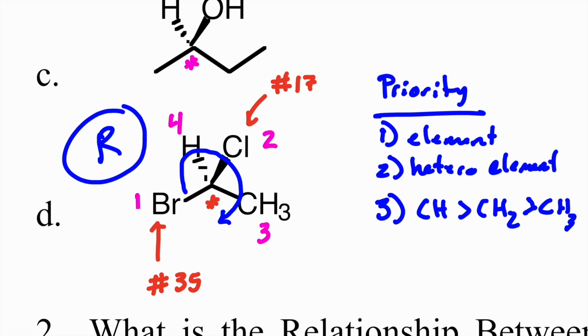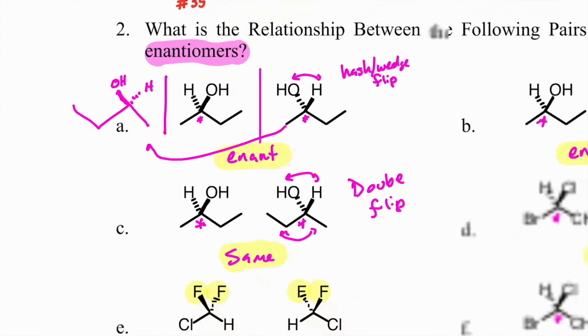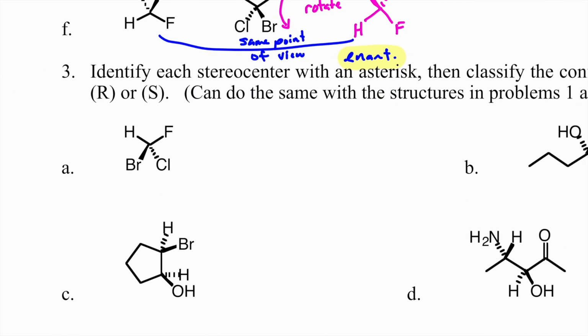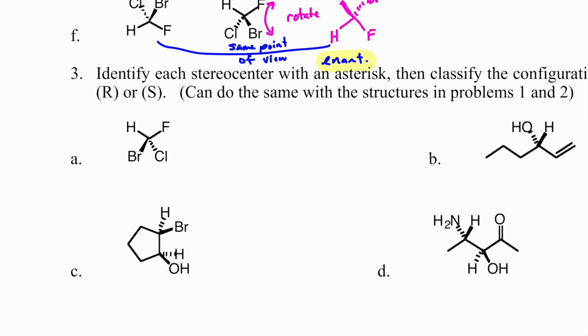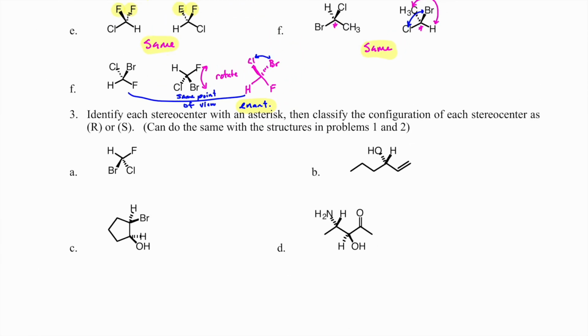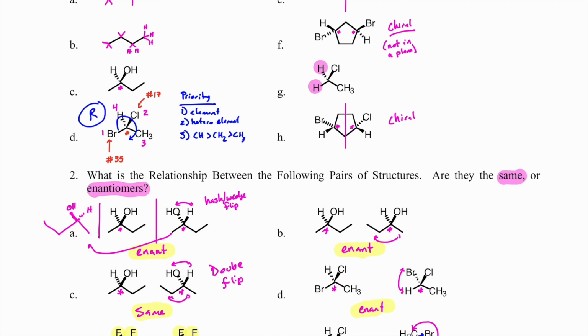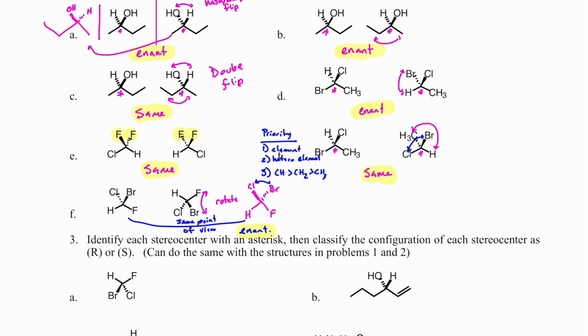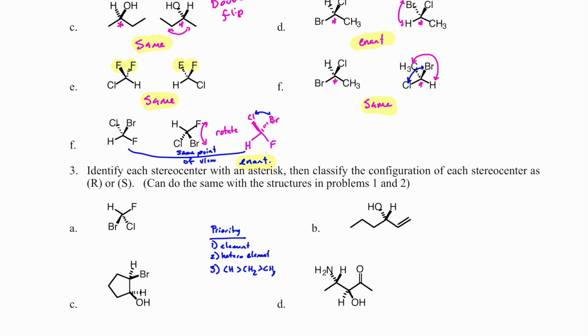I would like to do some more of those. So we're going to come down here to the ones that I did not work on yet. It says identify each stereochemistry with an asterisk. Then classify the configuration of each stereo center as R or S. So first let's grab this. Add this down here.